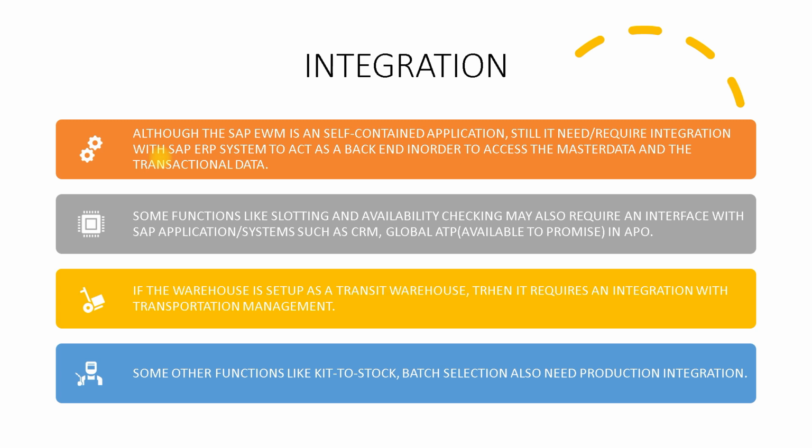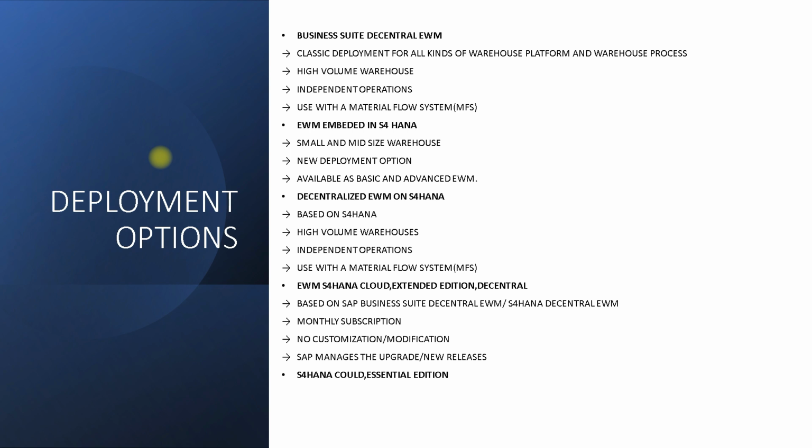And some of the other functions are kit to stock and batch selection. These are some new concepts. If you are using these kinds of concepts, you can have integration with the production module, or PP module. So these are some of the basic integrations you will need for SAP EWM.